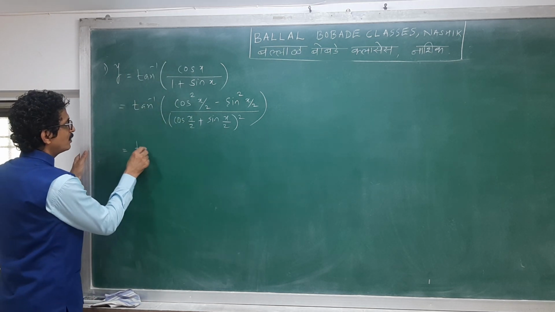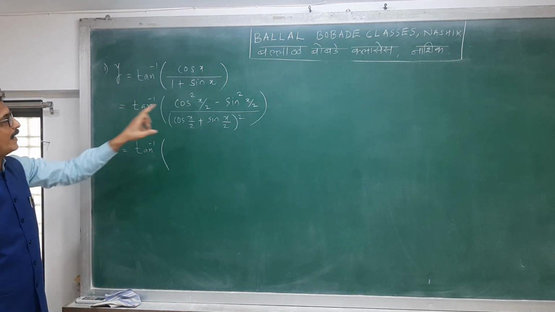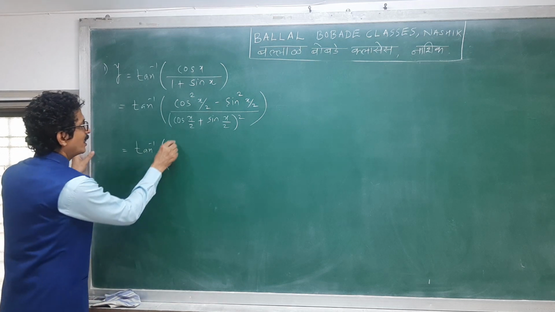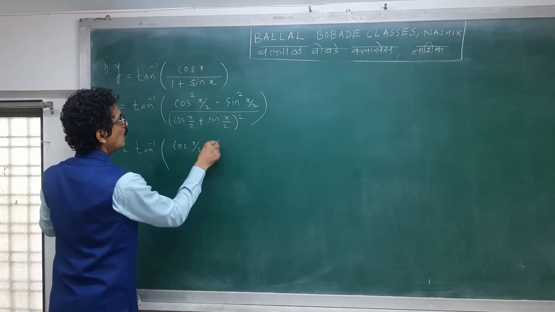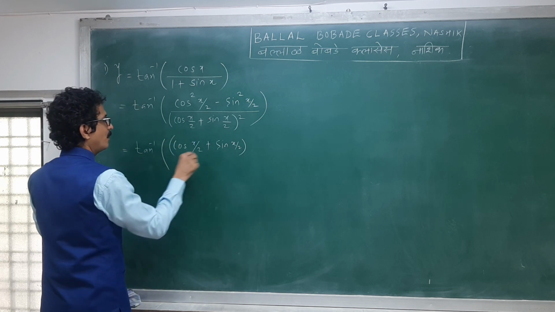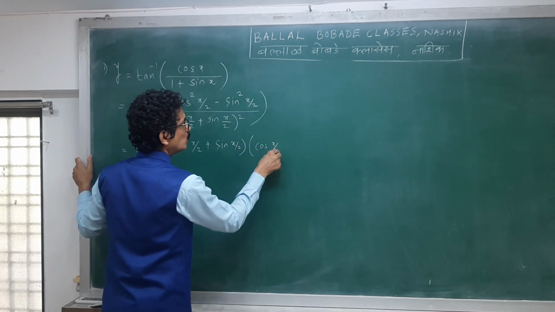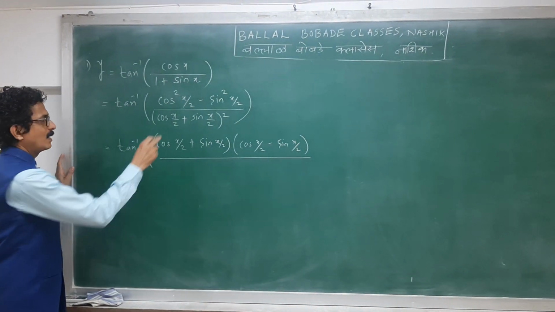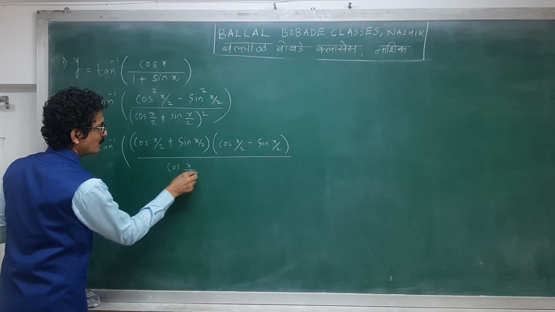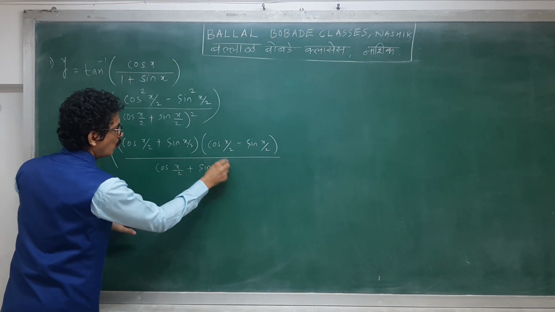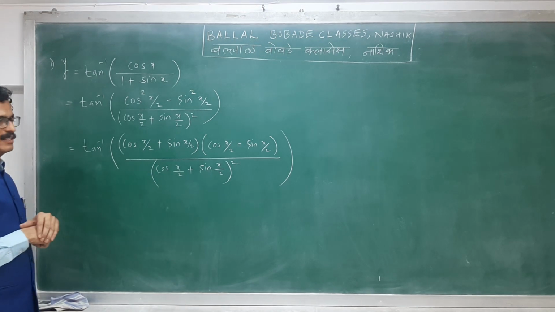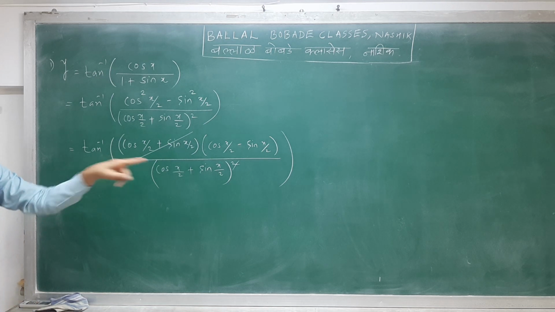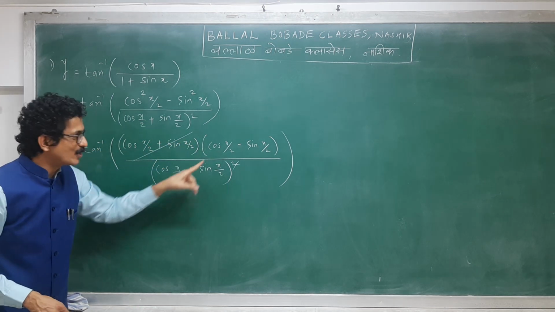Now look at the numerator, a square minus b square. There is a formula, a plus b, a minus b. So what can we write? Cos of x by 2 plus sin of x by 2 into cos of x by 2 minus sin of x by 2. Have a look. Now this remains as it is, cos x by 2 plus sin x by 2, the whole square. The moment you write this, you know there is a common factor from numerator and denominator which you can cut. What remains is this expression.